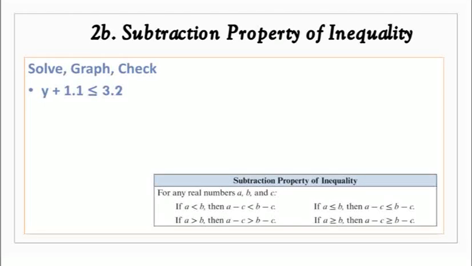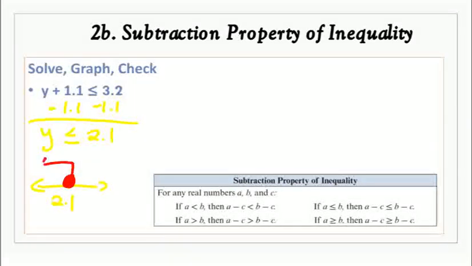And the last one for subtraction here. y plus 1.1 is less than or equal to 3.2. Subtract 1.1 on both sides. And I get y is less than or equal to 2.1. Draw my number line. Put 2.1 on the number line. And it's got to be less than or equal to, so a filled in circle. Less than means to the left.